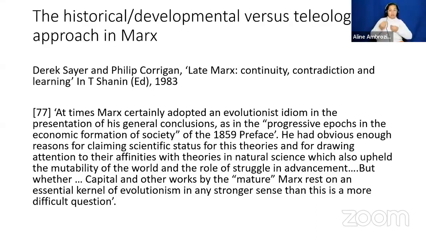And these authors say that Marx had obvious enough reasons for claiming scientific status for the theories of progress and for drawing attention to their affinities with theories in natural science, which also upheld the mutability of the world and the role of struggle in advancement. But whether Capital and other works by the mature Marx rest on an essential kernel of evolutionism in any stronger sense than this is a more difficult question, they say.